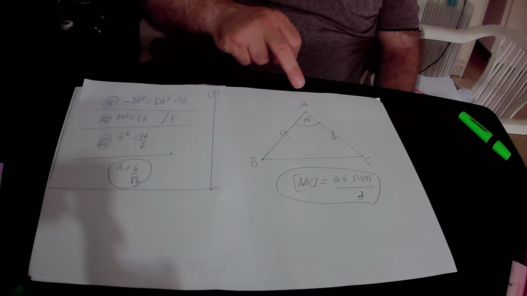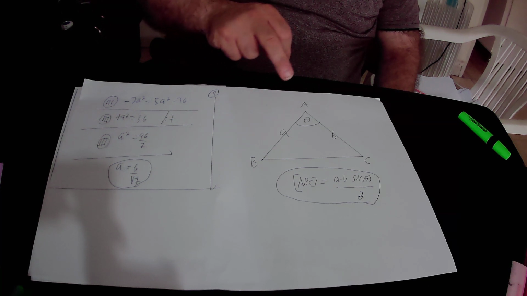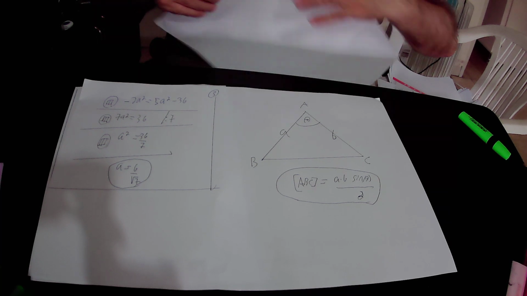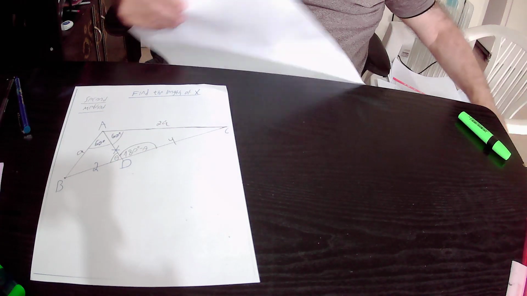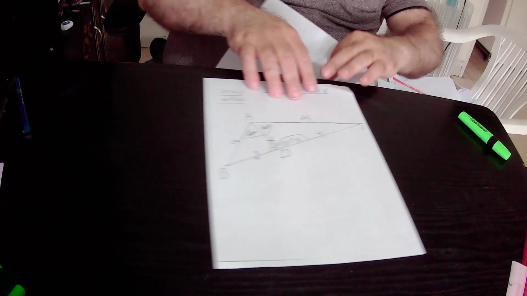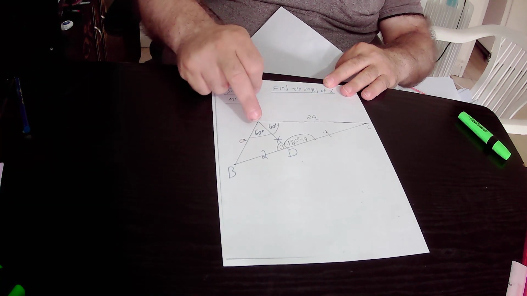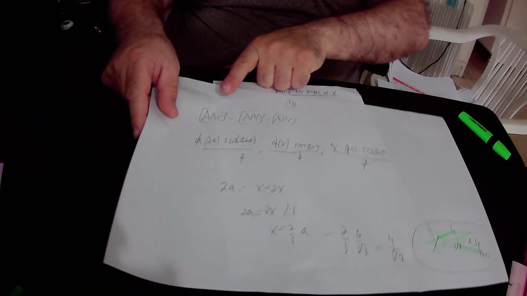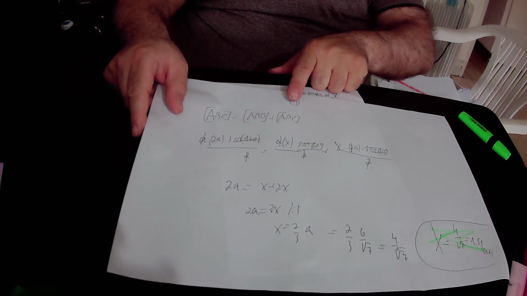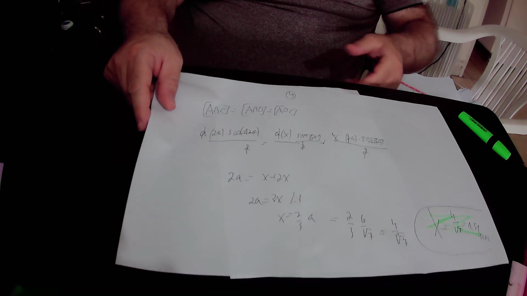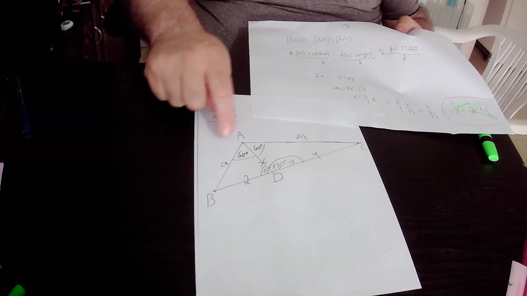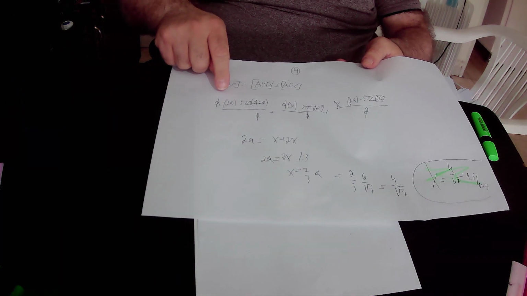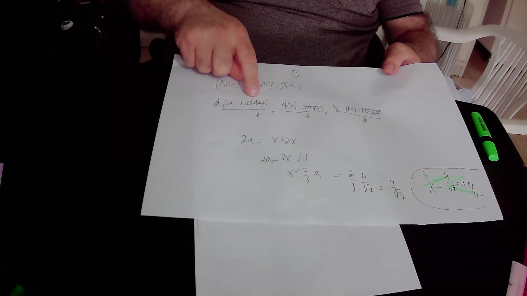Then I presented to you a new rule, a new way to calculate the area of any triangle. Triangle ABC could be any triangle. The area of this triangle will be equal to a times b times sine theta over 2. We implemented the new rule in our triangle ABC. The area of triangle ABC equals the area of triangle ABD plus the area of triangle ADC. The area of triangle ABC equals a times 2a times sine 120 degrees over 2.